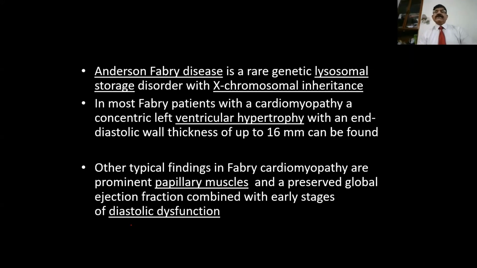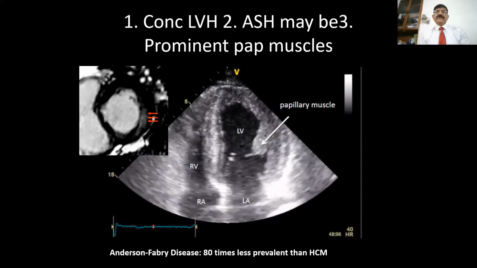So we'll talk about Anderson-Fabry disease, which is a rare genetic lysosomal storage disease. It's an X-chromosomal inheritance, so it occurs in men. And of course, there is left ventricle hypertrophy, concentric, in individuals with a wall thickness up to 16 millimeter. So you understand where it would fall. And the other thing is abnormal prominent papillary muscles and preserved global ejection fraction, early stage diastolic dysfunction. So it resembles hypertrophic cardiomyopathy. Here is an example, prominent papillary muscle, wall thick in a patient with Anderson-Fabry disease, but it is 80 times less prevalent than hypertrophic cardiomyopathy.